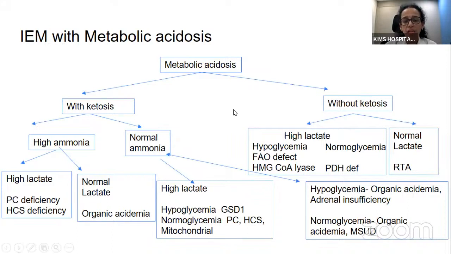So in this, some of the things we can remember: metabolic acidosis without ketosis and hypoglycemia, you can think of fatty acid oxidation defects if it is with high lactate. If the lactates are normal, then either renal or GI losses of bicarbonate. And with ketosis, if there is a high ammonia, you can think of organic acidemias. And if that goes into normal ammonias, you can think of the other causes based on the lactates and sugar levels.